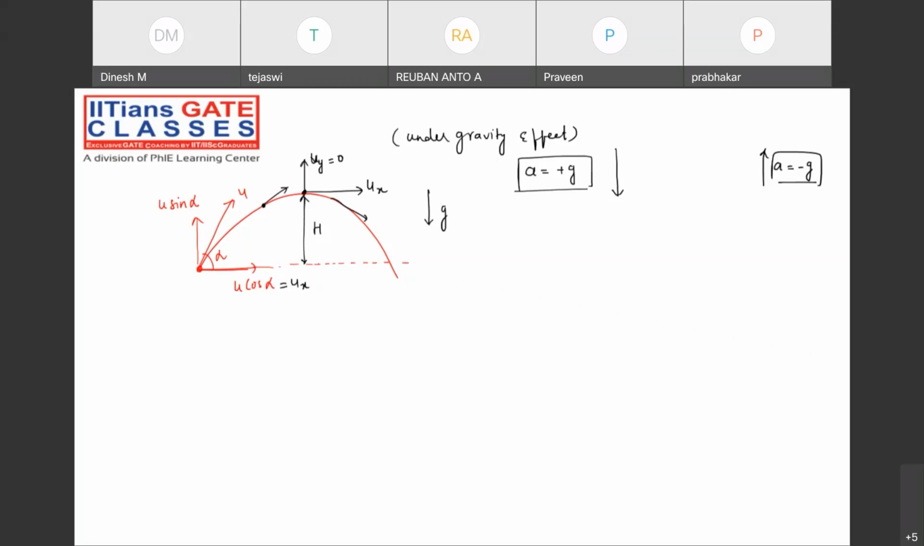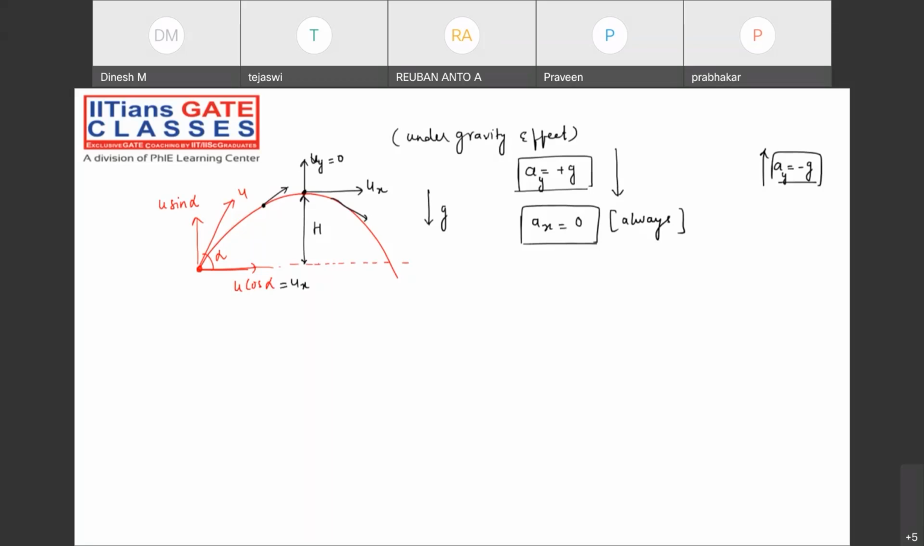Whenever there is acceleration, my dear friend, what about the acceleration in the x direction? Whatever acceleration I'm talking about is ay. What about the acceleration in the x direction? Anybody know? It is under the gravity effect, so the acceleration in the x direction will always be 0. Yes or no, guys? Am I right? Please check it out.